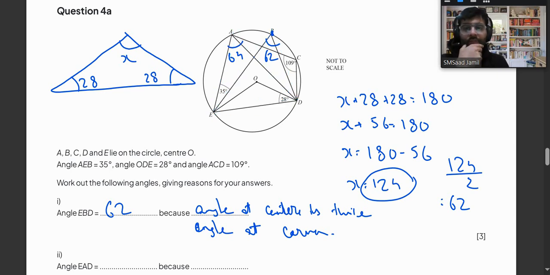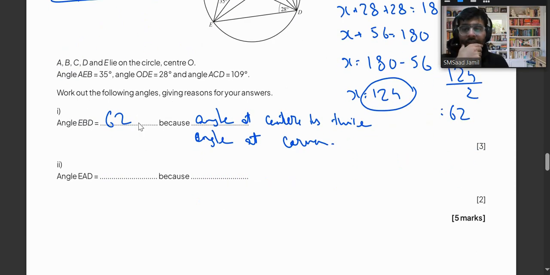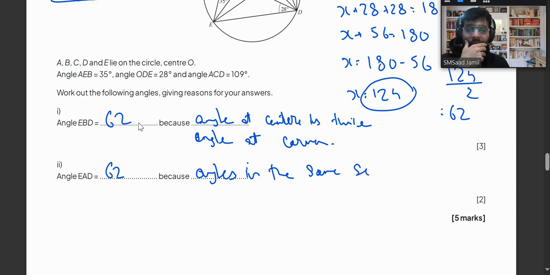So what does this mean? This actually means that angle EAD is 62 because angles in the same segment are equal. So you guys easily got 5 marks.